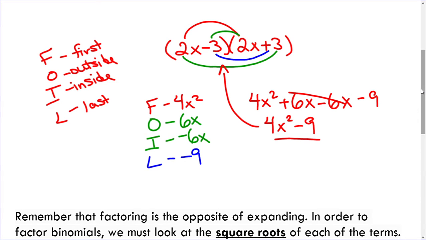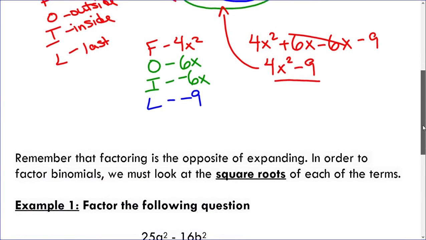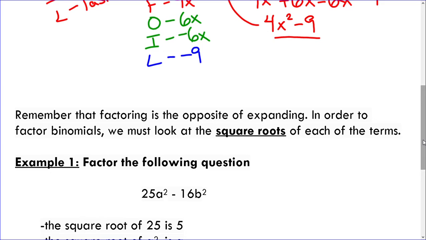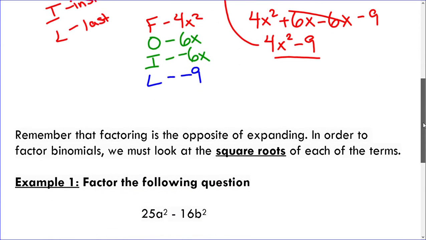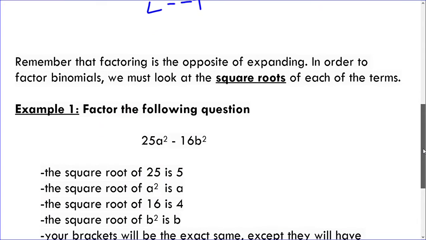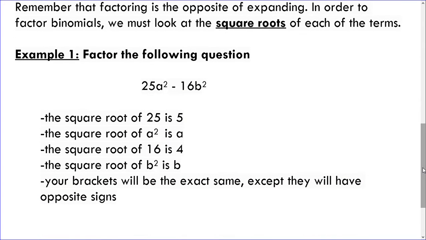So remember that when we factor, it's the opposite of expanding. In order to factor binomials, we have to look at the square roots of each term. If I look here at the square root of 4 and the square root of 9, they both happen to be perfect squares. As we factor these things, it's the opposite of doing our FOIL method.